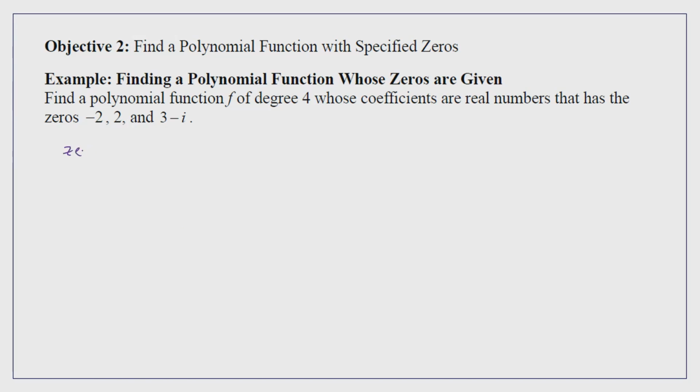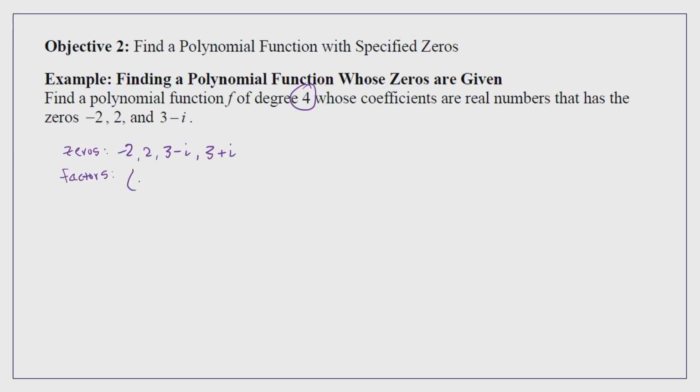So if the zeros provided to us are negative 2, 2, and 3i, we also know that 3 plus i is also a zero of this polynomial function. We know that our polynomial function is of degree 4, so we are going to have x to the 4th present, and that is going to be the highest degree.